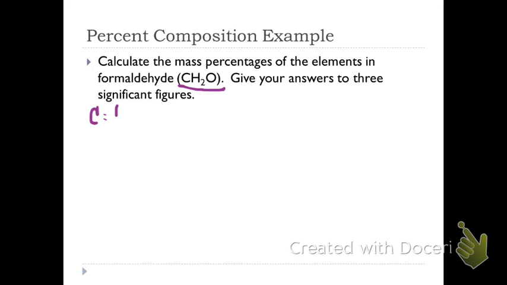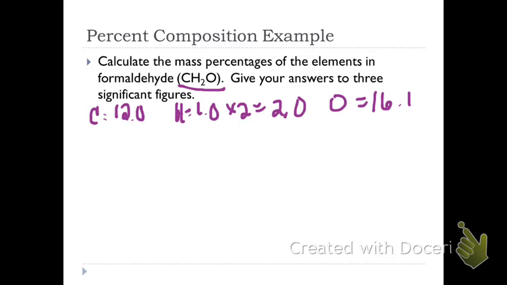So like carbon on the periodic table is 12.0, hydrogen is 1.0, but you have 2 of them, so that's 2.0, and oxygen is 16.0. Add up 2, 16, and 12, and you end up with 30. So the total mass for that compound is 30 grams per mole.